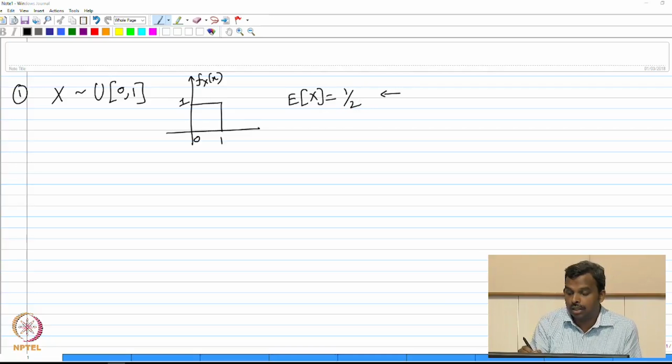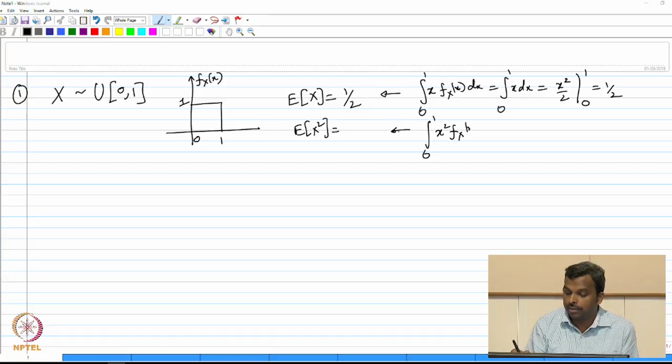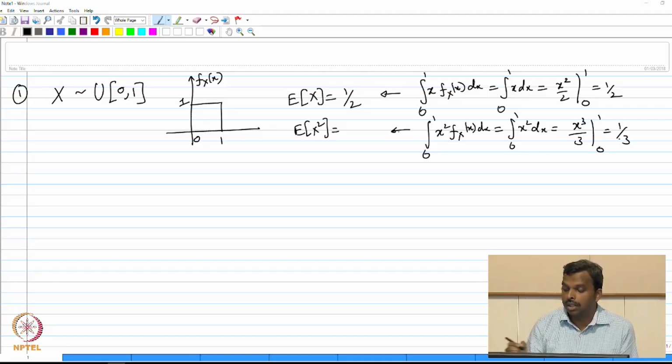Okay, so this is easy to do. How do you do this calculation? It's basically integral 0 to 1 of x times fx of x dx, and fx of x is just 1, so this is just integral 0 to 1 of x dx, and that's x squared by 2 evaluated between 0 and 1, and that will come out as half. Now what will happen to expected value of x squared? If you want to do the same calculation, you want to do integral 0 to 1 of x squared fx of x dx, and that is just integral 0 to 1 of x squared dx, and that is just x cubed by 3, 0 to 1, that is 1/3.